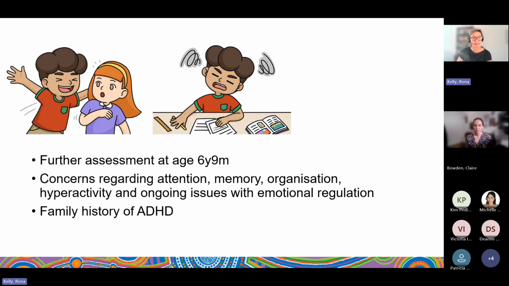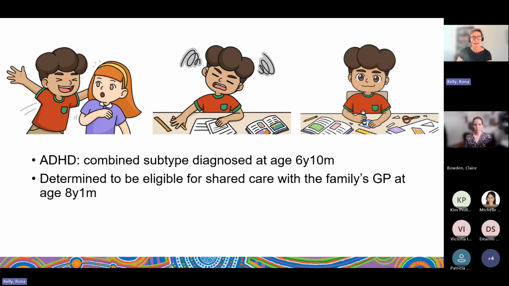So concerns regarding his attention, his memory, his organisation, so both factors of executive function, hyperactive behaviour, and ongoing issues with his emotional regulation. And this was occurring in the context of a family history of ADHD. He was confirmed as having a diagnosis of ADHD combined subtype about a month later, and then following stabilization on medication and ensuring his eligibility for shared care, this was recommended when he was 8.